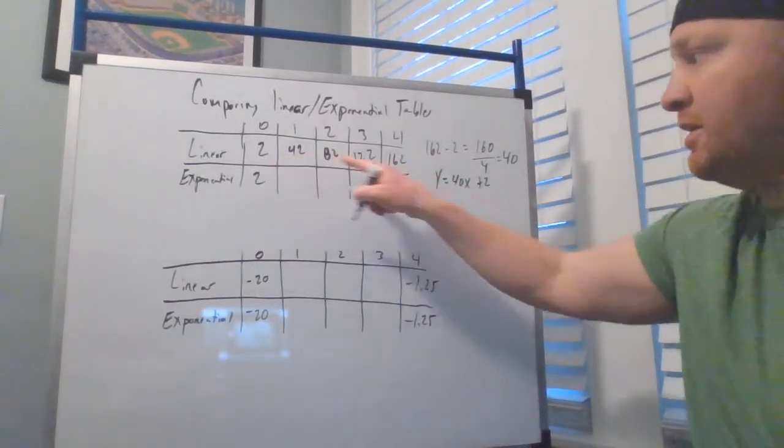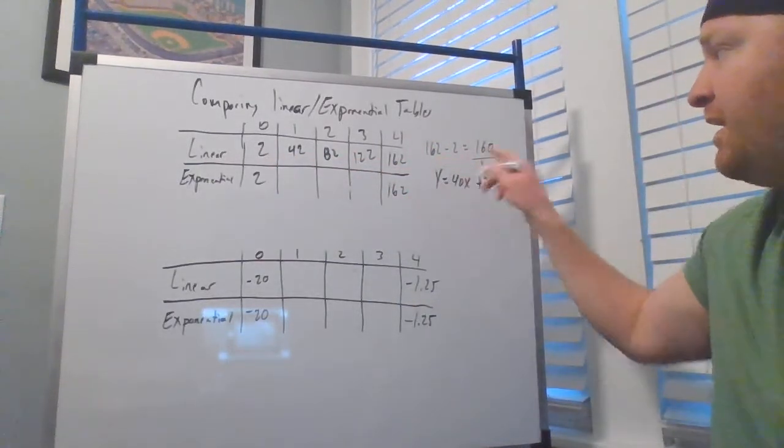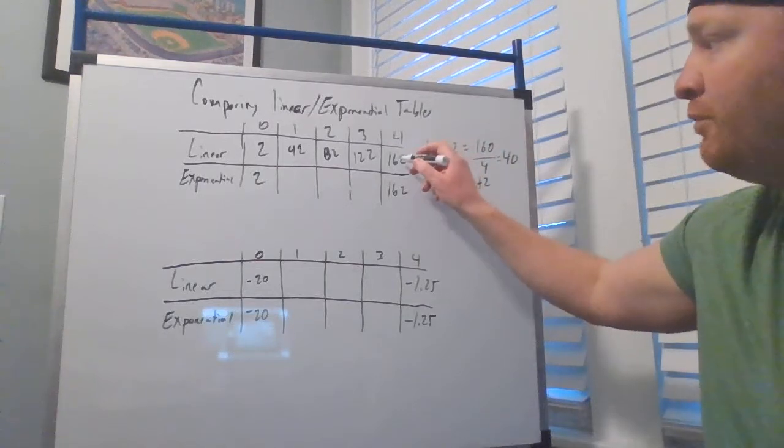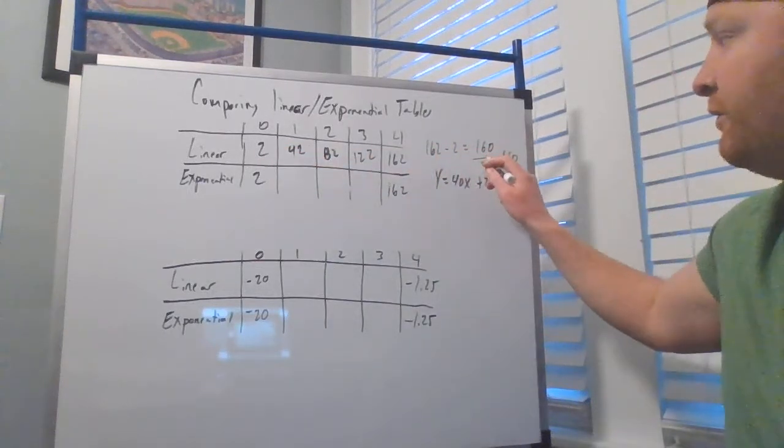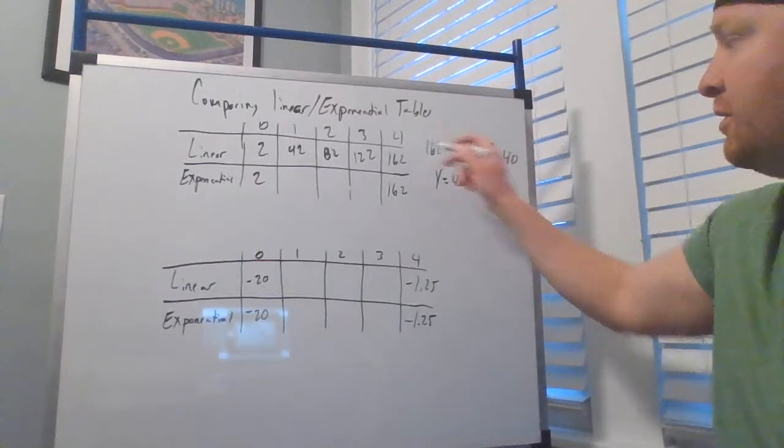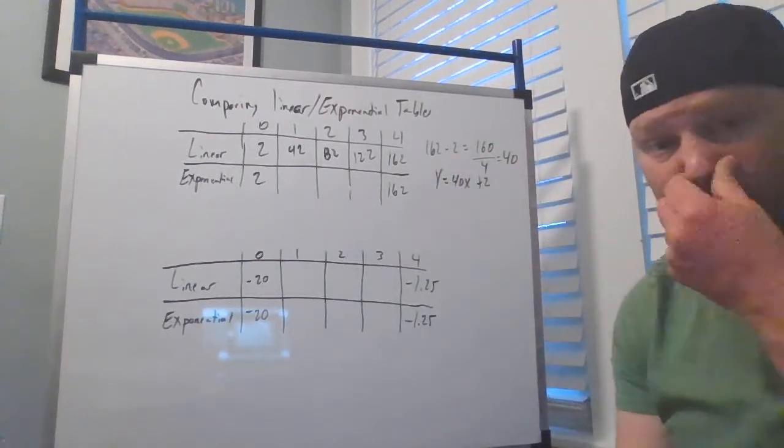So this right here figures this out. This is how you've got to do this, guys. You take the difference of this end point to this beginning point, then divide by the number of terms. That's how you find your slope in this particular situation.